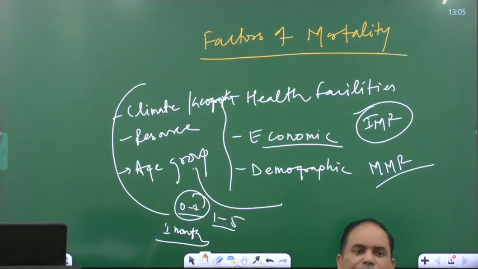So that is why, in general, if you write answers in GS also, always remember that this IMR and this MMR, infant mortality rate and maternal mortality rate, happen to be very important indicators to assess how well the health care facility of that particular area, that particular state, is.